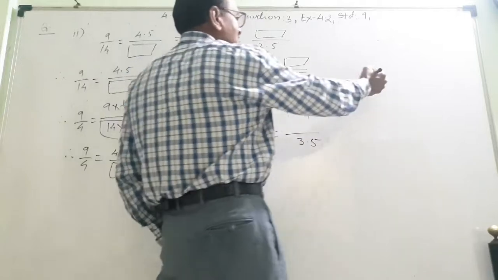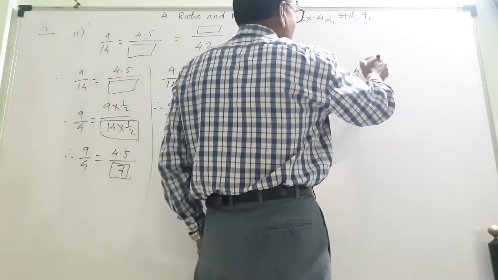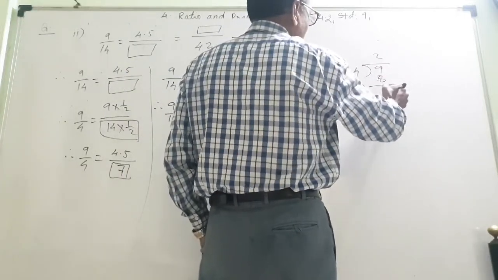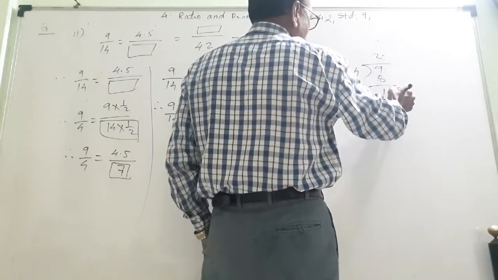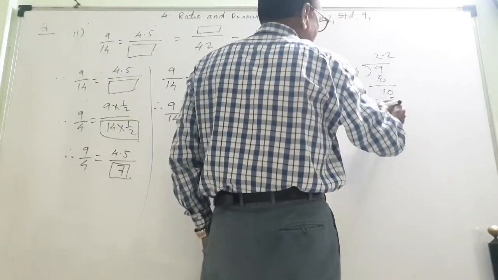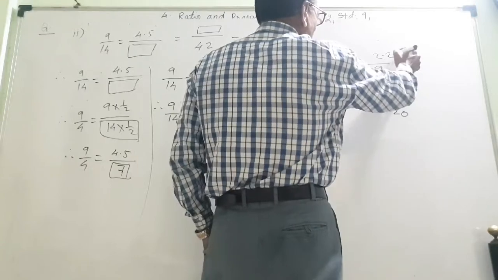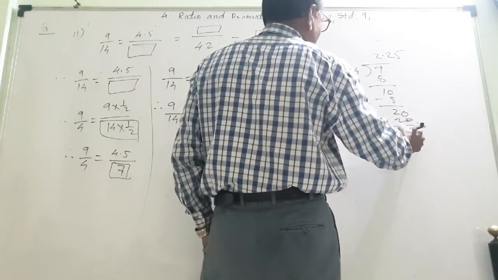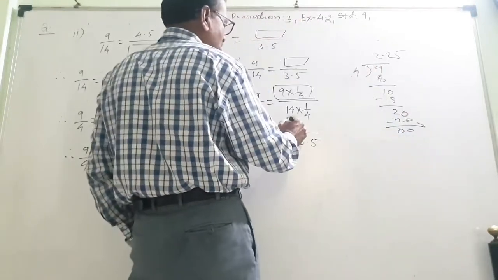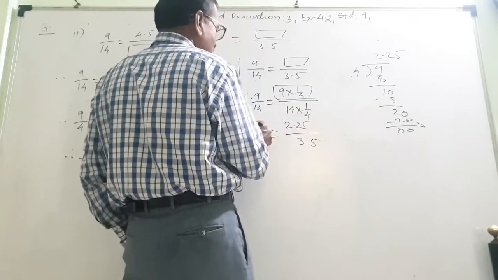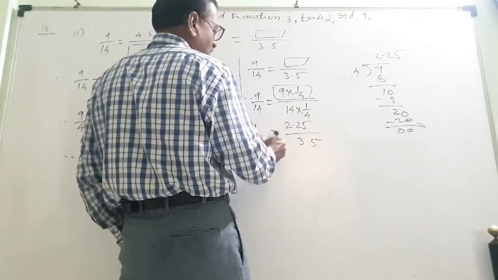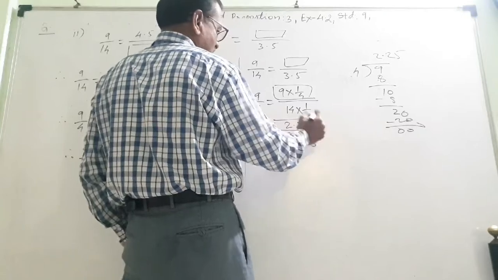Now what is this? 9 divided by 4 I have to do. 4 2s are 8 remains 1. Decimal 0. 4 2s are 8. 2. 0. 4 5s are 20. And that is equal to 2.25. So this is 2.25. This is 9 upon 14 equal to 2.25 upon 3.5. And this is our box.